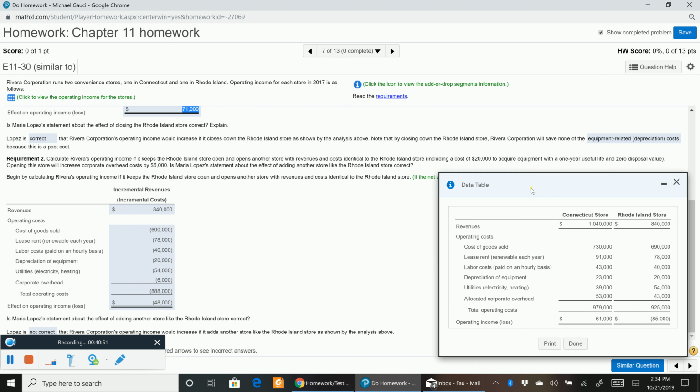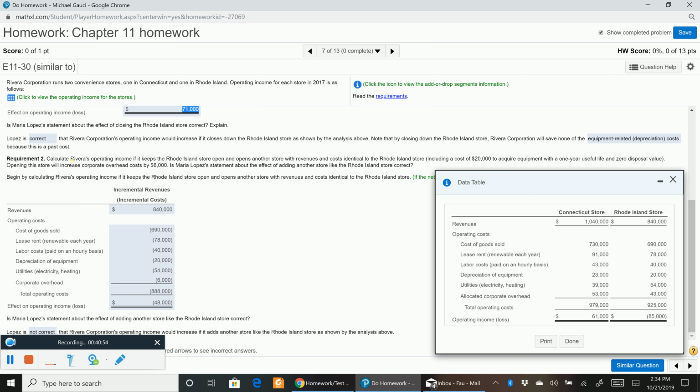Now the second part of this says, now Rivera, let's say we keep the store open. So instead of closing the Rhode Island store, we're going to keep it open. And in addition to keeping it open, we're going to open another store with revenues and costs that are identical to the Rhode Island store, including a $20,000 cost to acquire a piece of equipment. It's got a 1-year useful life, 0 disposable value, so full expense in year 1. Opening the store will increase corporate overhead costs by $6,000.